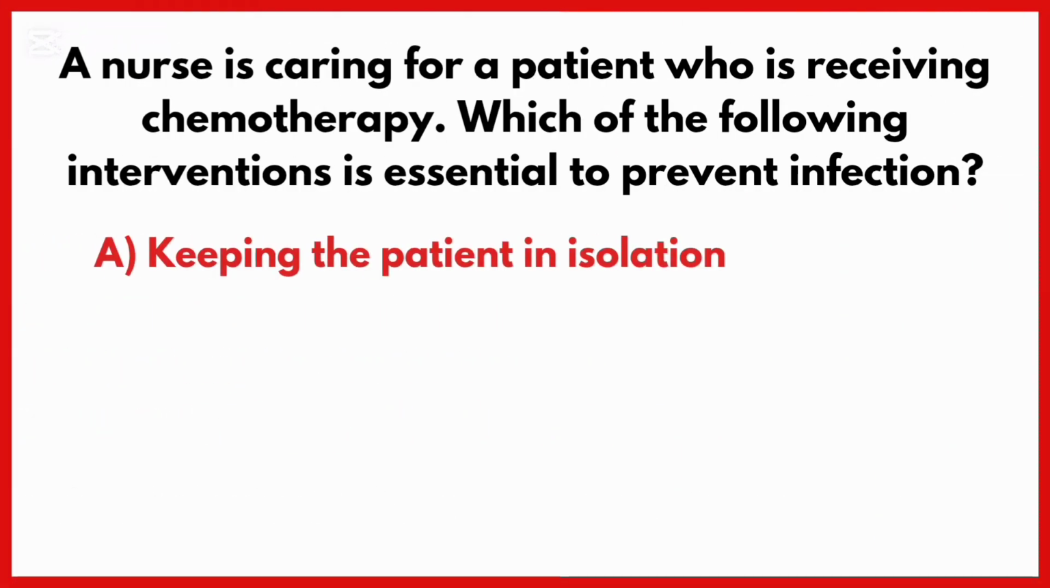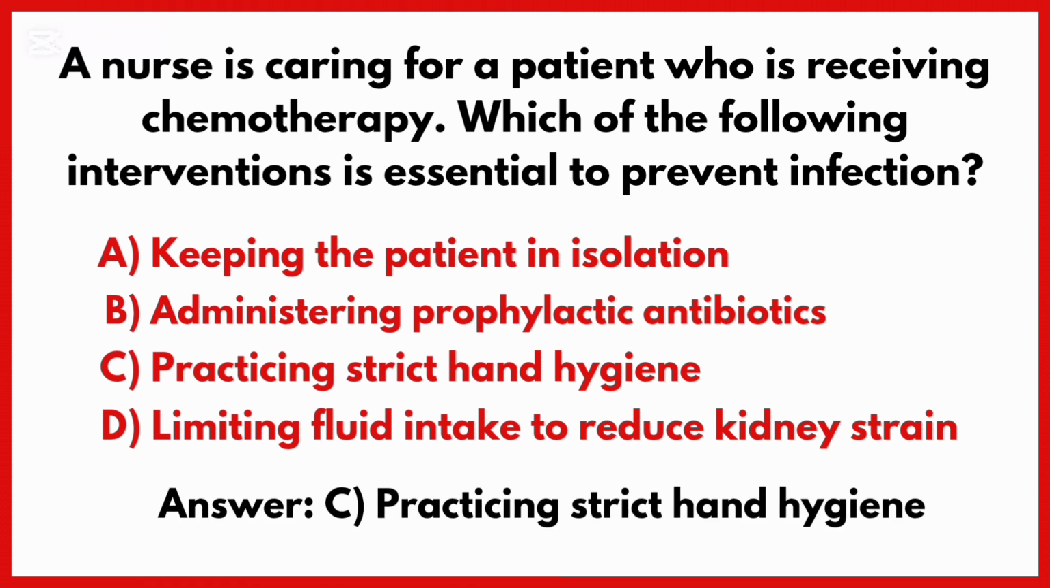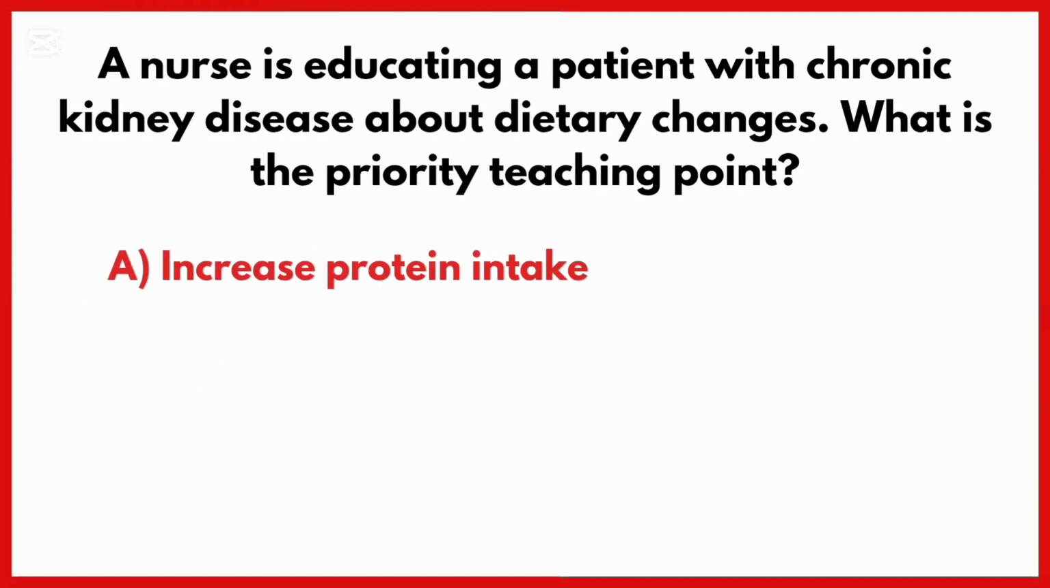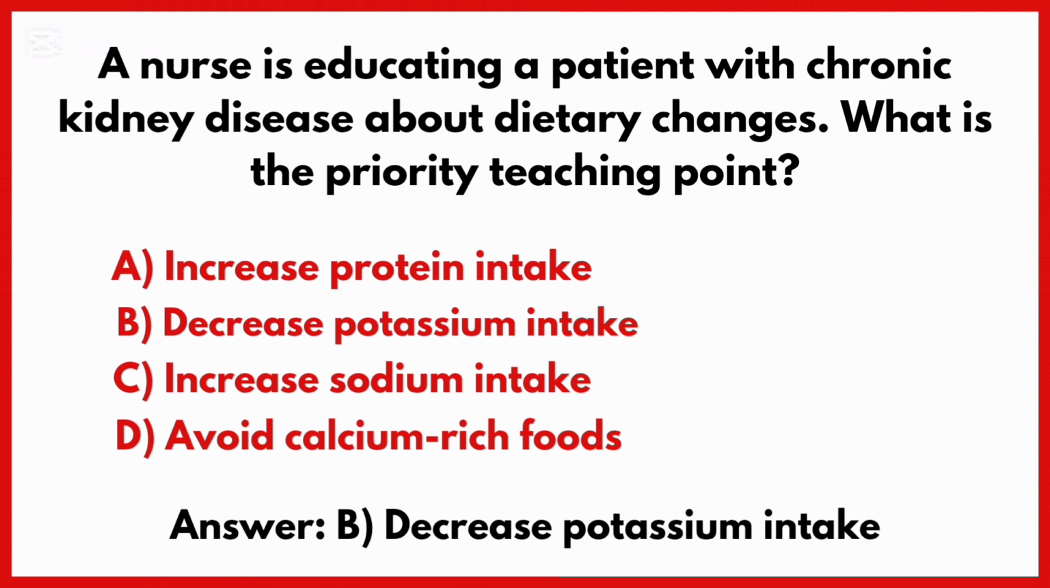A nurse is caring for a patient who is receiving chemotherapy. Which of the following interventions is essential to prevent infection? Correct answer is option C, practicing strict hand hygiene. A nurse is educating a patient with chronic kidney disease about dietary changes. What is the priority teaching point? Correct answer is option B, decrease potassium intake.